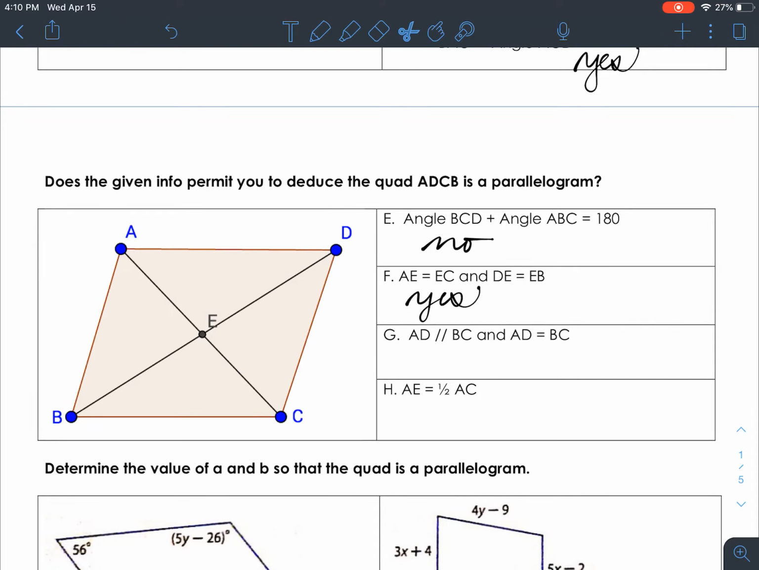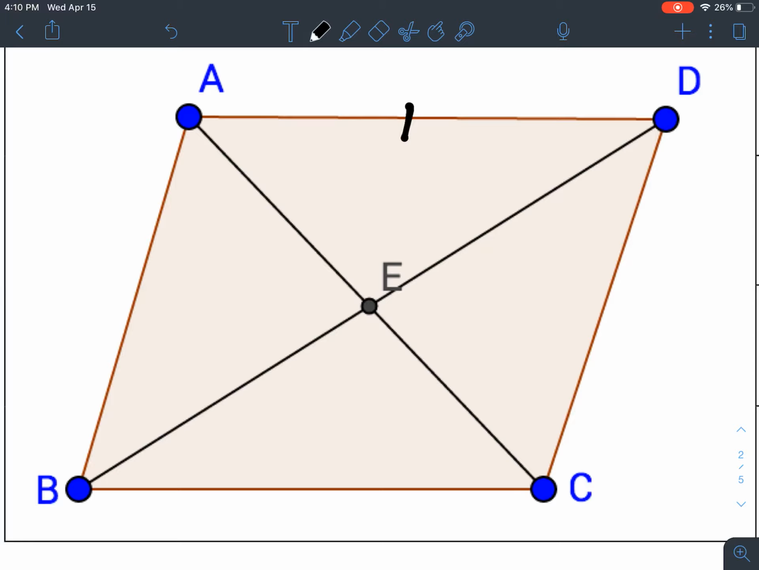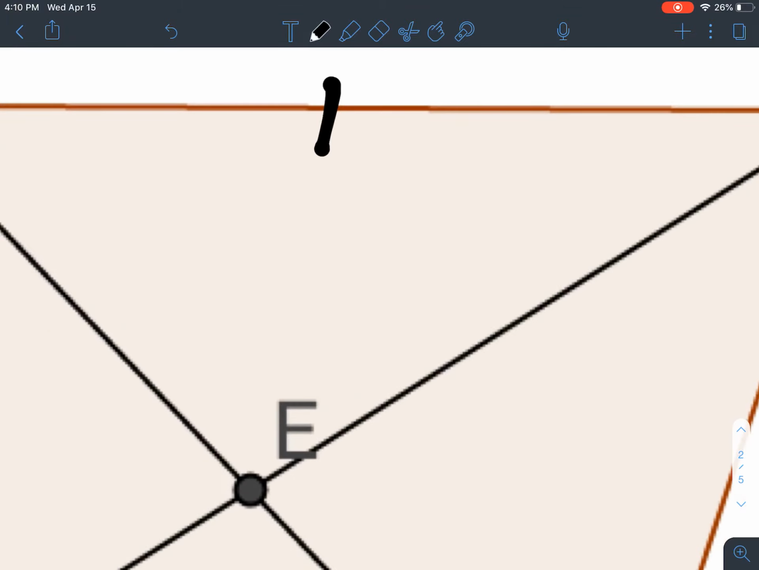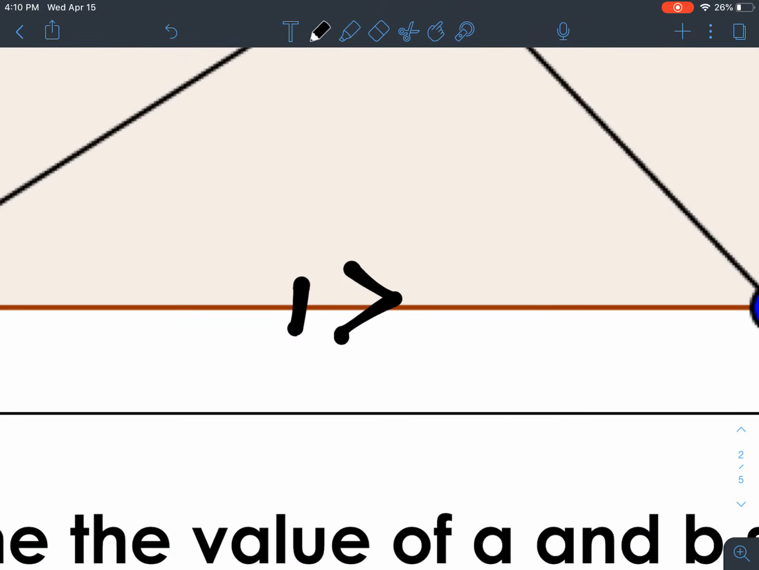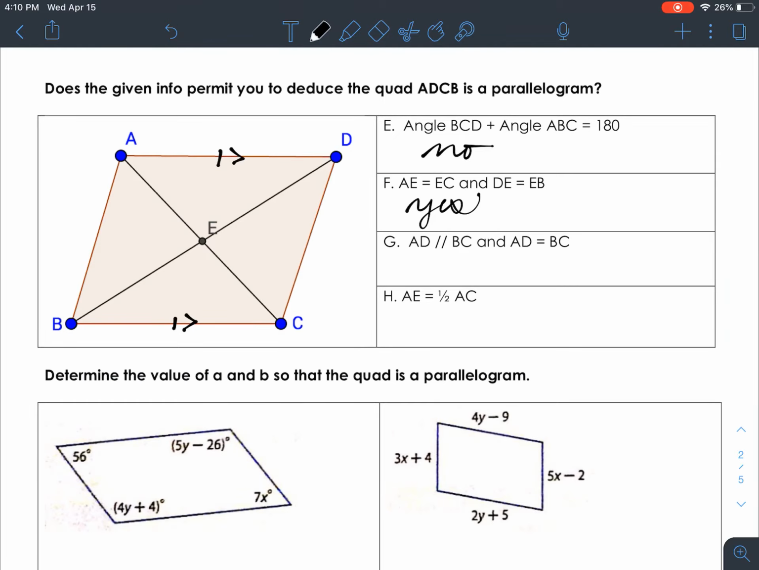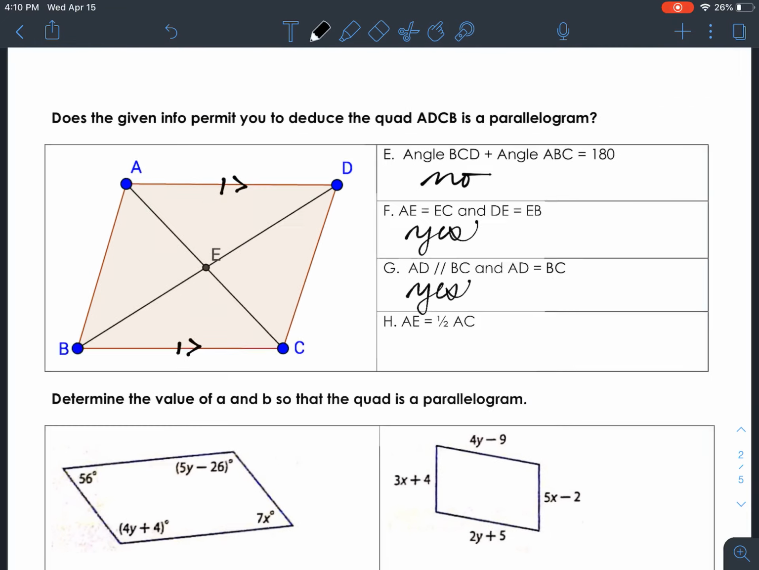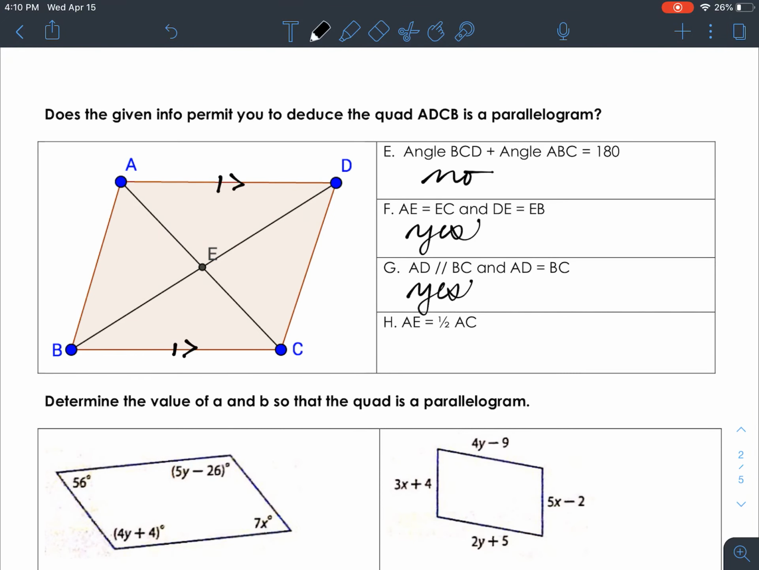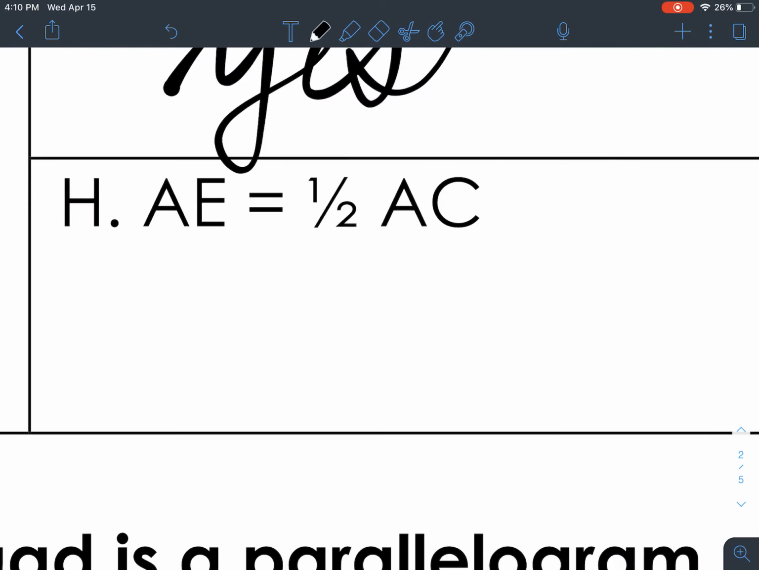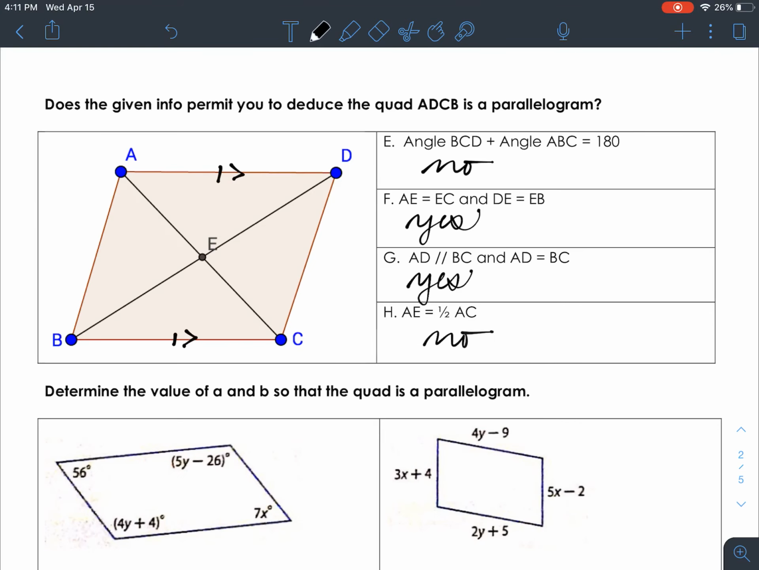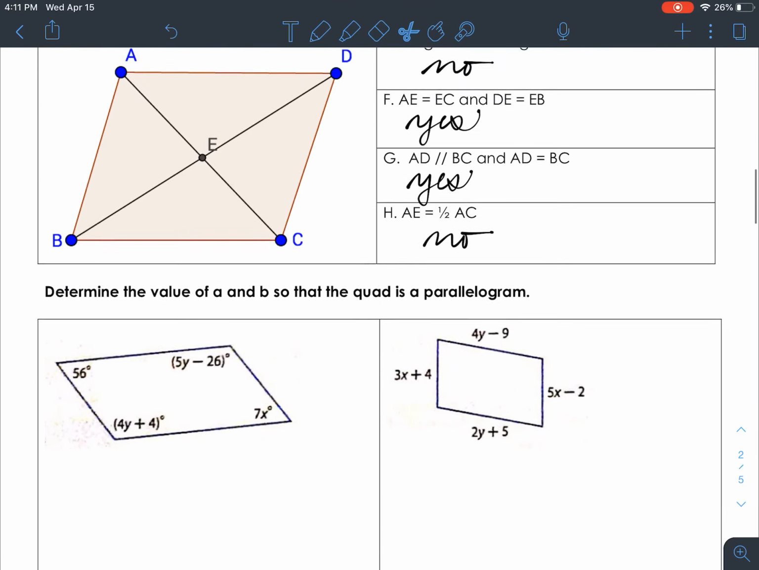All right, let's just do one more. For G, AD is congruent to BC, but we're also given that AD is parallel to BC. And if that's the case, this is yes for that last reason where you have one set of opposite sides that are both congruent and parallel. And so that is enough to state that it's a parallelogram. If you did H on your own, it is a no. It was only proving that one of the diagonals was bisected, not both of them.